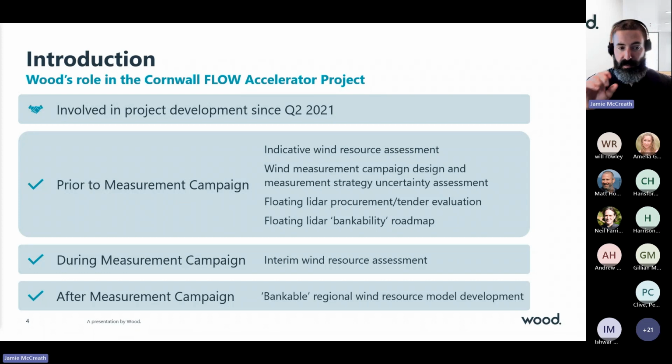During the measurement campaign, we produced an interim wind resource assessment. So partway through the measurement campaign that had been going on, we took the data after around 6 months, ran essentially the same analysis that we're looking at in the rest of this presentation, and derived a model. And then after the campaign had ended, we revisited the same analysis, reran the long-term corrections, and then recalibrated the model. So that's basically Wood's involvement. And as I say, the rest of the presentation is really going to look at what we've done after the measurement campaign.